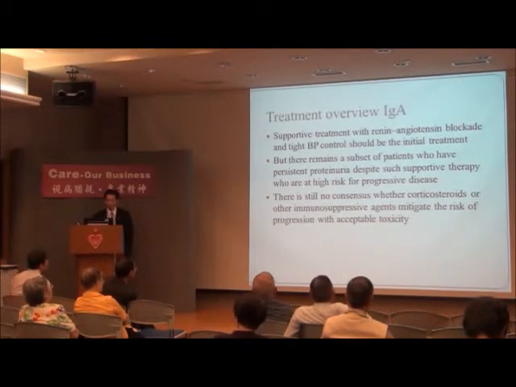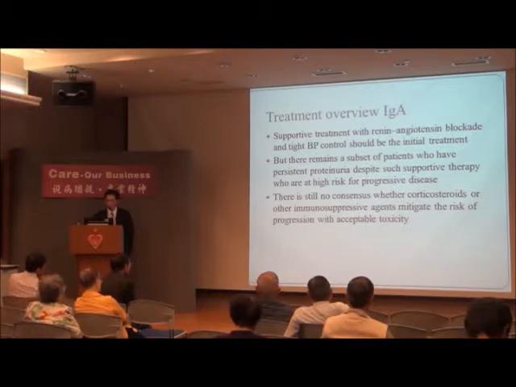So we come to the treatment overview of IgA nephropathy. Supportive treatment with angiotensin blockade and tight blood pressure control should be the initial treatment. There remains a subset of patients who have persistent proteinuria despite such supportive therapy and a high risk of progressive disease. There is no consensus whether corticosteroid or other immunosuppressive agents could mitigate the risk of progression with acceptable toxicity.